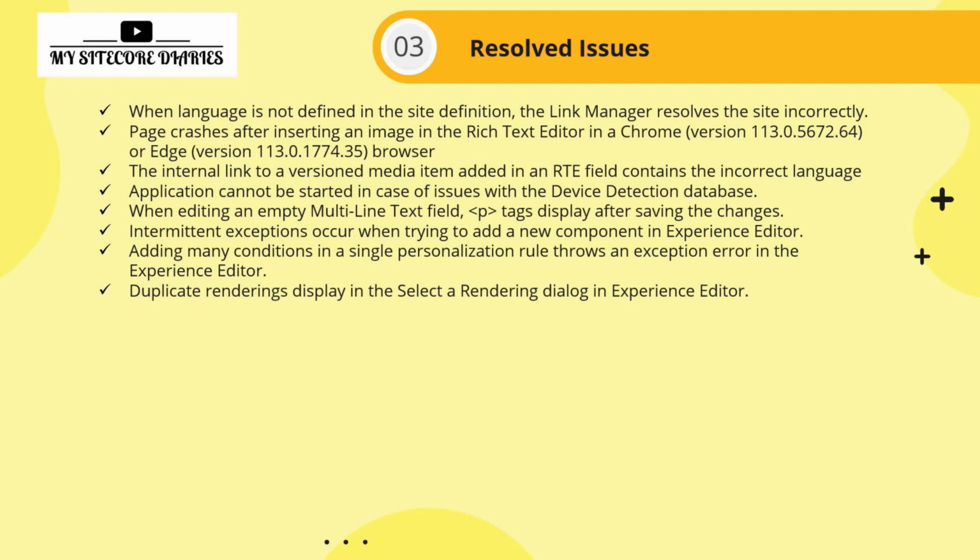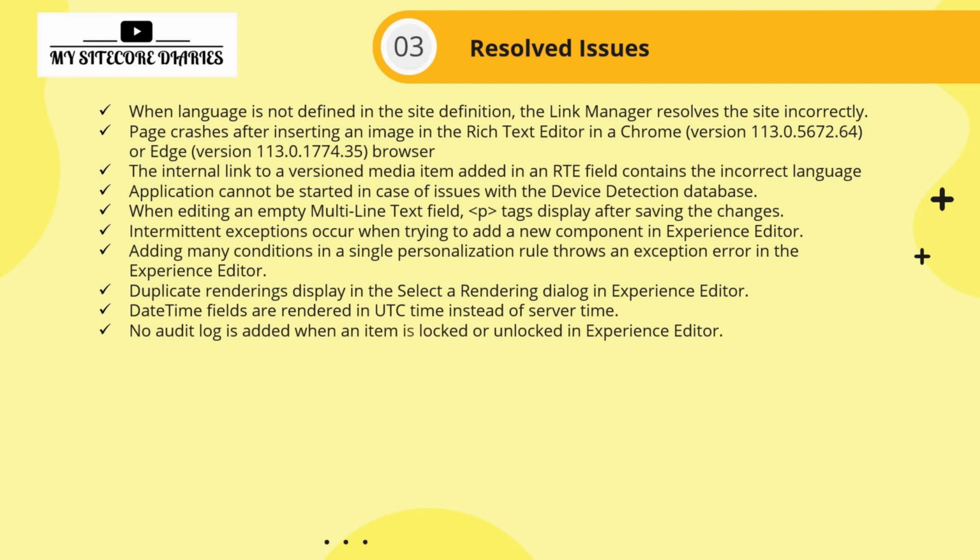Duplicate rendering displays the select rendering dialog in the Experience Editor. Date time fields are rendered in UTC time instead of server time. Previously it was showing the UTC time, now it is showing the server time. No audit log is added when an item is locked or unlocked in the Experience Editor.